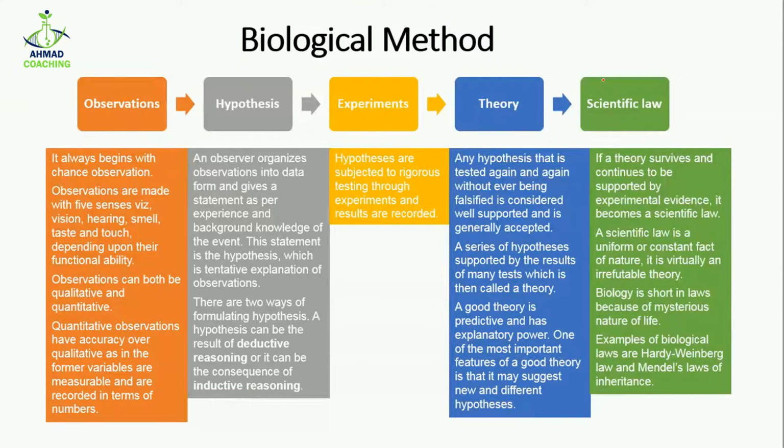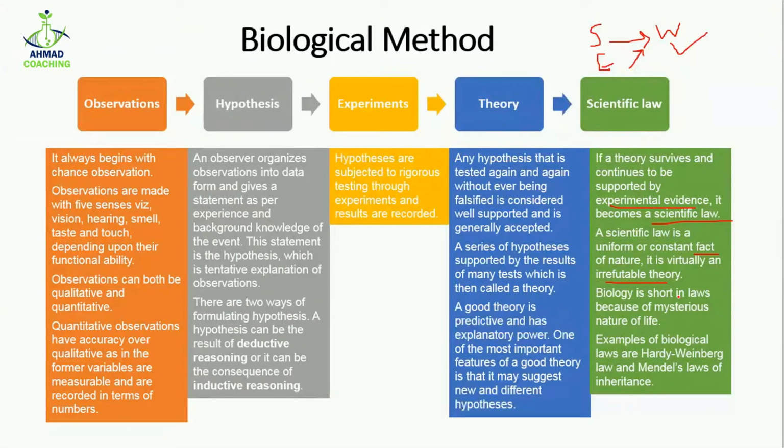After the theories, we will have a scientific law. If a theory survives and continues to be supported by experimental evidence, it will become a scientific law. That whatever happened, this is a law that sparrow is going to have wings. Eagle is going to have wings. So this is a law now. A scientific law is a uniform or constant fact of nature. It is virtually an irrefutable theory. So like I said that sparrow has wings, eagle will also have wings, any other bird will also have wings. So this is a law of nature now.